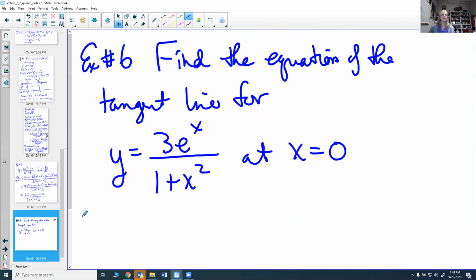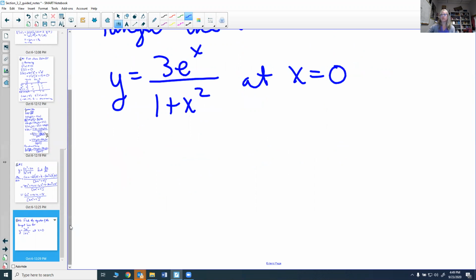All right, let's do one more. Let's find the equation of the tangent line for this function. So remember, we have to first find the derivative. So we need the derivative of y. Since it's a quotient, the reason I know that is because it's got the big bar, and I can say 3e to the x over 1 plus x squared. That tells me use the quotient rule because I have a quotient.